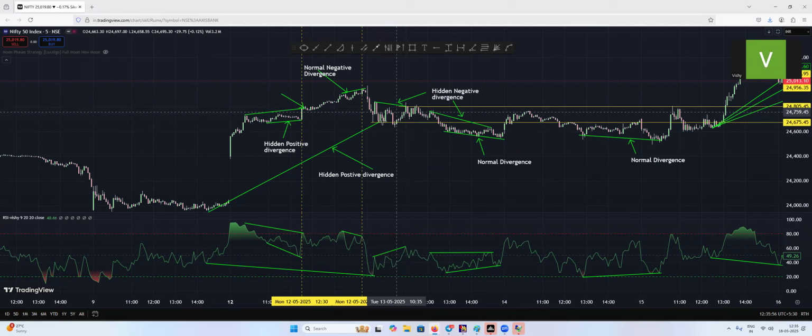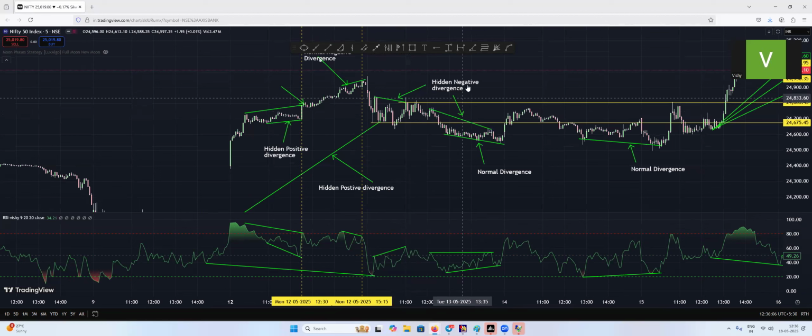It went up, and when it was going up, the RSI went up fast, right? And price was not going up. Hence it resulted in a hidden negative divergence. So price was weak here, because RSI was rising fast but price did not. It made a hidden negative divergence, and then price again came down, right?